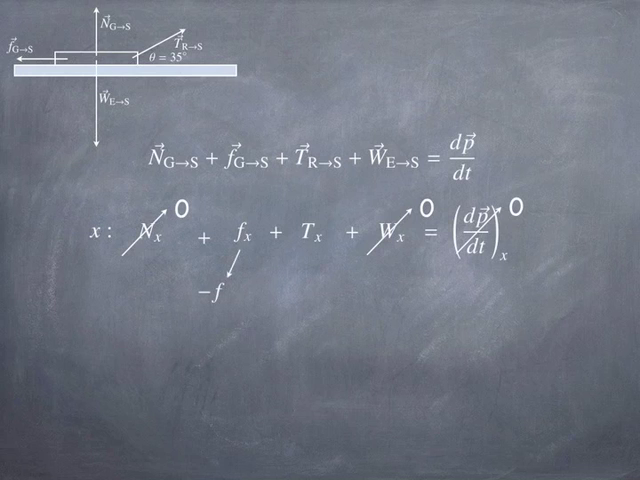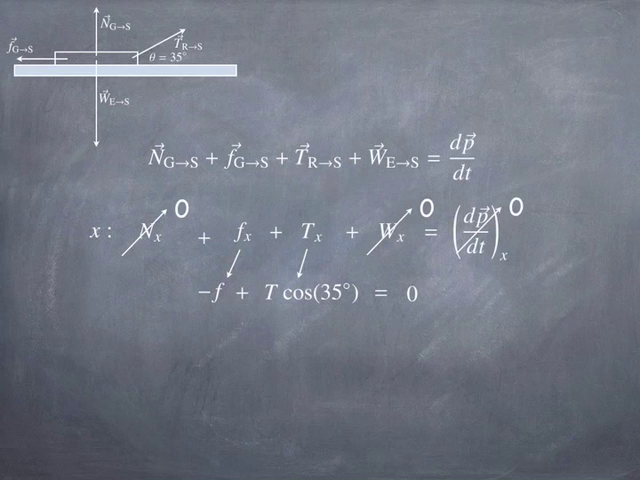We can also put in that the frictional force has a negative x component, so I can just write that as minus F, where F is the magnitude of the frictional force. And the tension is directed at an angle, so that means the x component of the tension is the magnitude of the tension times the cosine of 35 degrees. And those have to add up to 0, so that's one equation.